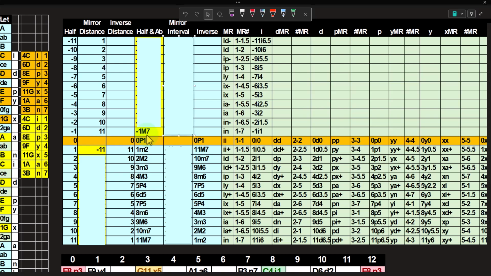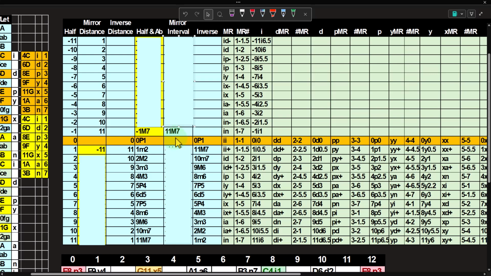How do you get that? You have to say, okay, well, negative 1 minus 12 would be 11. So if I was going forward around the block, it would be 11 steps, which would be a major 7. So that means I would call it a negative 1 note away major 7. And the inverse of that would then be an 11 note away major 7.